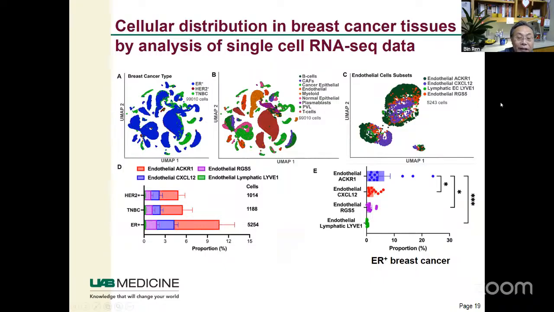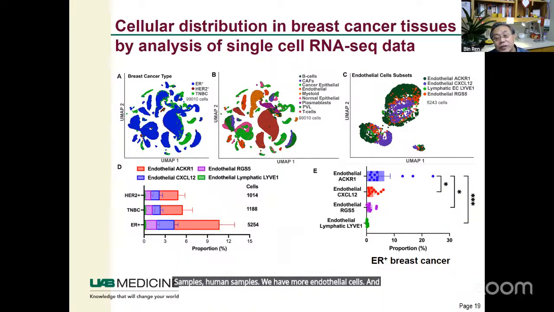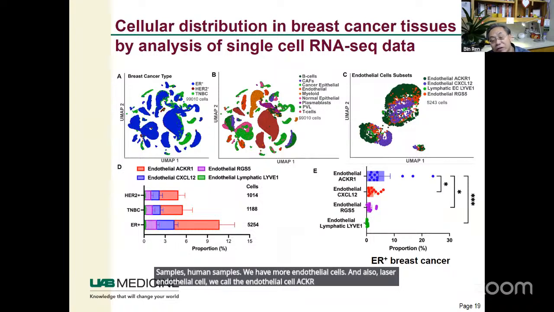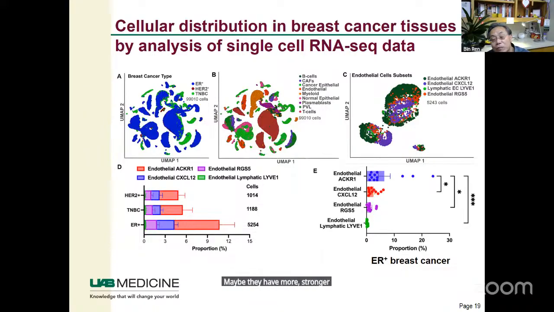We also found that in the ER-positive breast cancer human samples, we have more endothelial cells. And this endothelial cell, we call the endothelial cell ACKR1. This endothelial cell also expresses CXCL12. Maybe they have stronger immune properties or traits. So we are wondering why it happened this way.